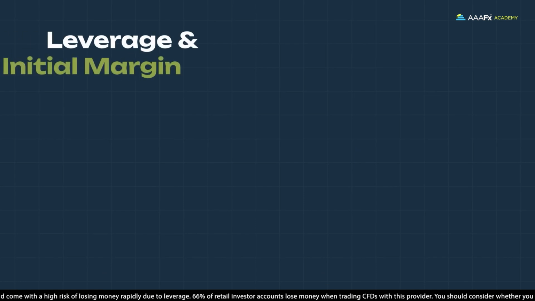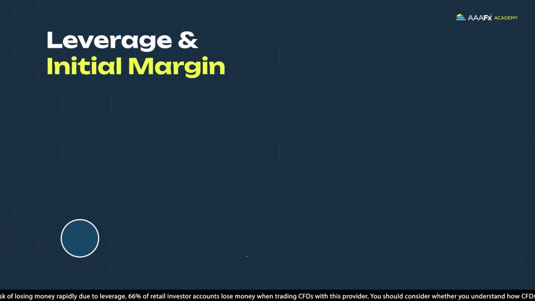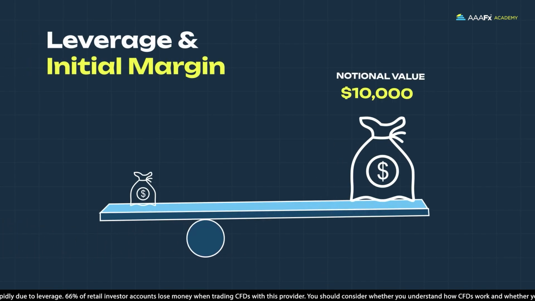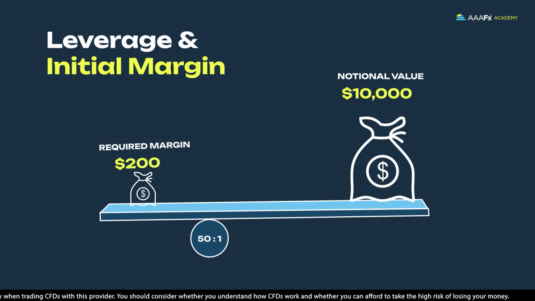To put this into perspective, let's say you want to trade a CFD contract with a total value of $10,000. If your broker offers a leverage of 50-1, you'd only need to deposit $200 as the initial margin to trade a CFD contract worth $10,000.